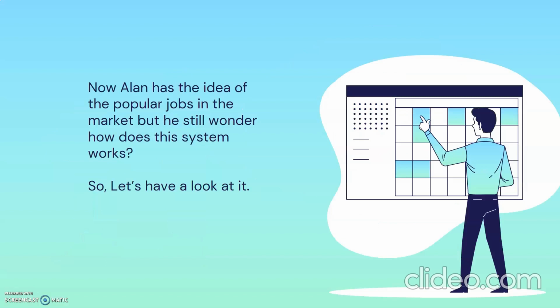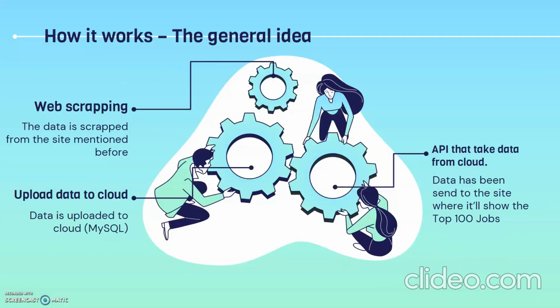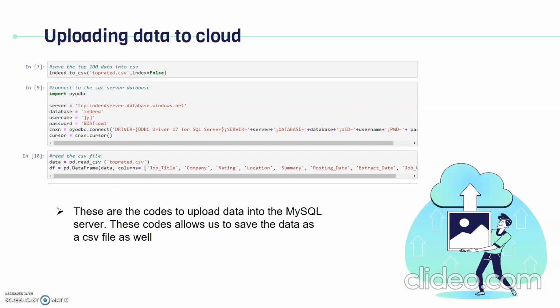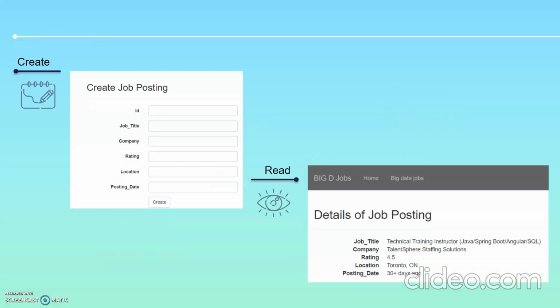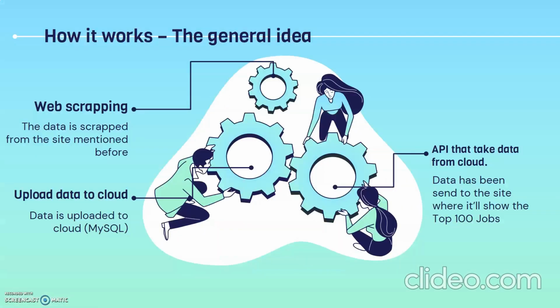Now Alan has an idea about the most popular jobs in his field, but he still wonders how the system actually works. So let me give you the basic idea. We do the web scraping, and then the scraped data is loaded to a cloud, and the API extracts the data from the cloud and represents it on our site. So this is the general idea. My colleagues will explain this in detail: the data model, the code for the web scraping and uploading it to the cloud, the CRUD application, and everything. So Mohana Priya, now I'll hand it to you.